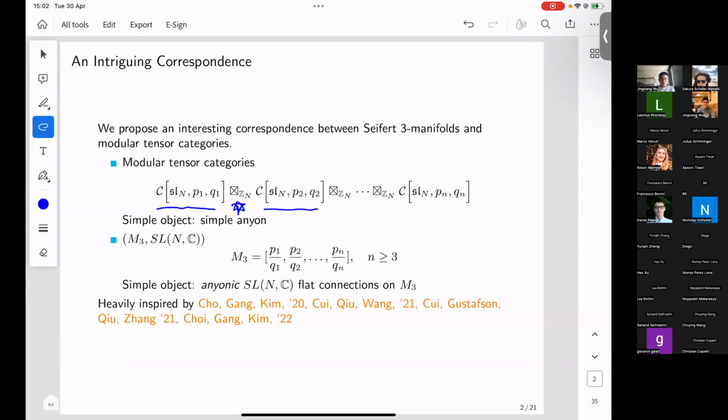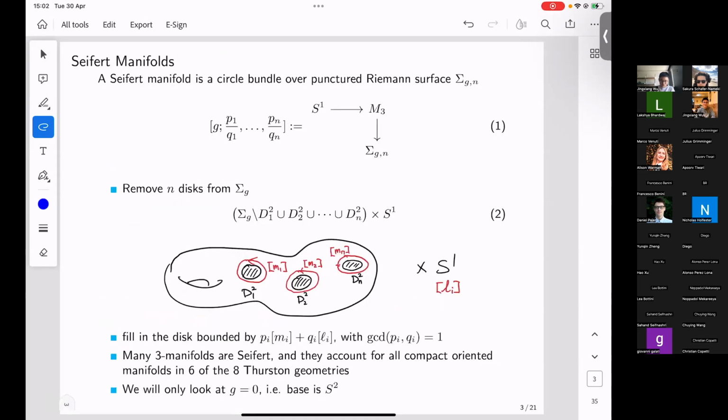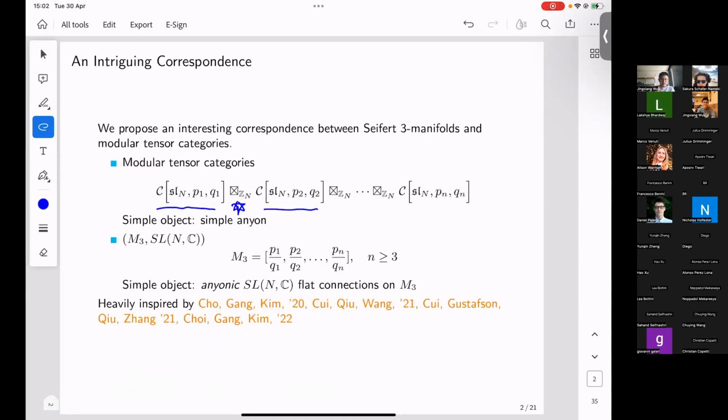On the geometry side, the object we are interested in is a certain type of flat connections on M3. This whole construction is heavily inspired by a series of papers from 2020 to last year. I highly suggest you read those papers. They are really interesting. So I'd like to spend a few slides to give you a very quick background of all those notions described in this slide.